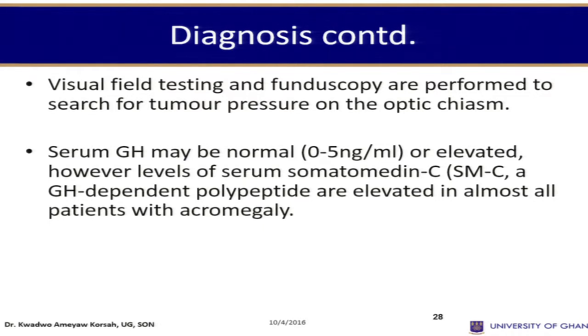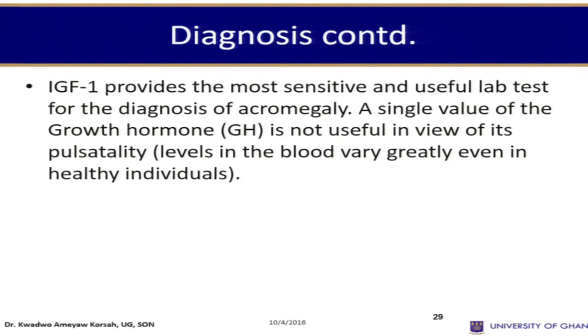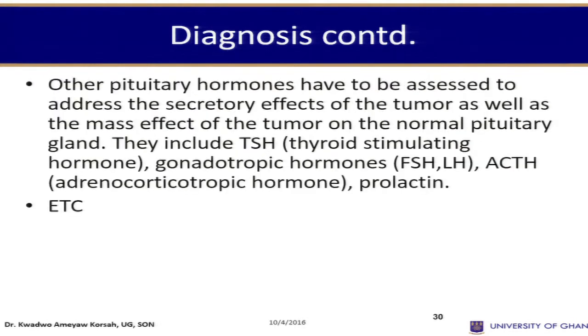Serum GH may also be normal, from 0 to 5, and then also elevated. However, levels of serum somatomedin C, or SMC, and the GH-dependent polypeptide are elevated in almost all patients with acromegaly. And then other tests can also be done.